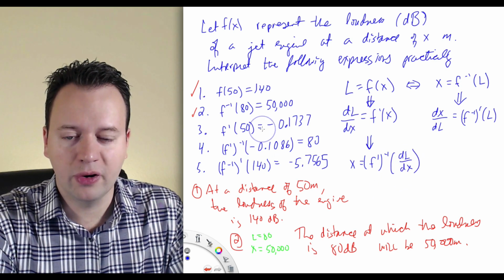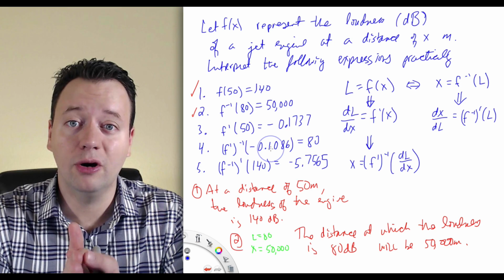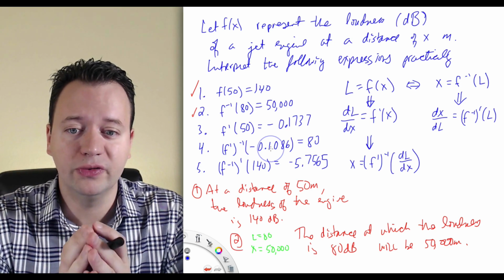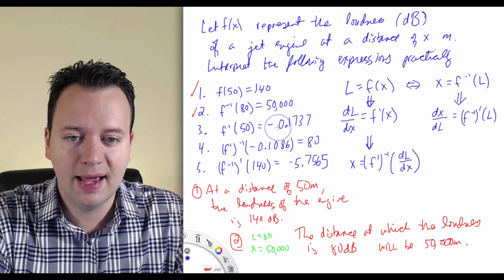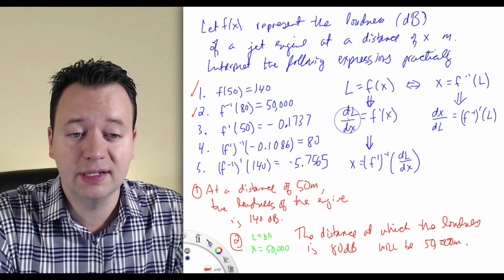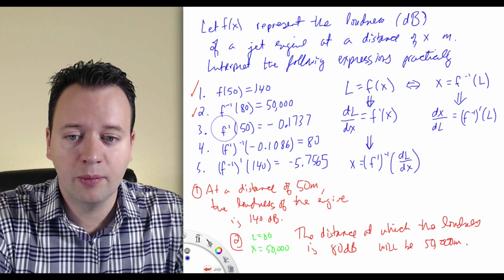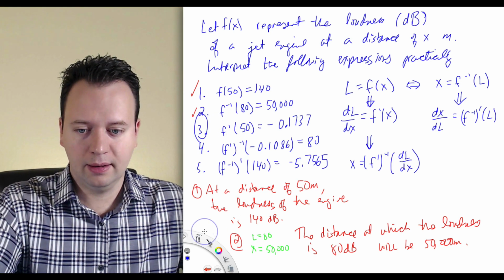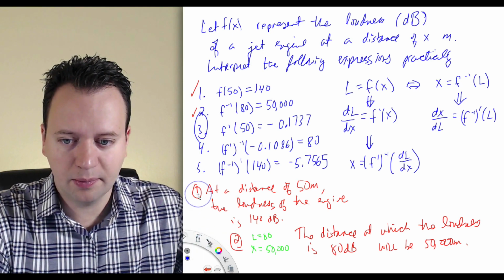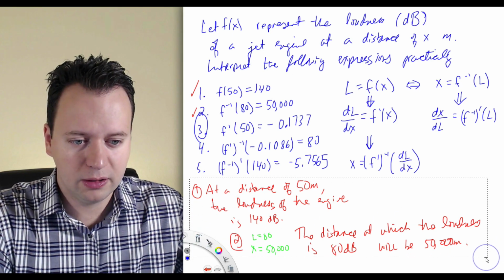So right away for number 3, 4, and 5, we can see what all those numbers represent in terms of the symbols. So for number 3, 50 is x, and negative 0.1737 is dL dx. So for number 3, what we can say, actually let me just clear off some space at the bottom instead of starting a new page.